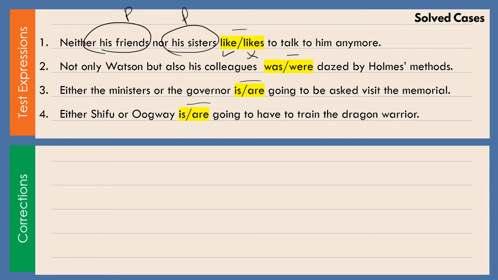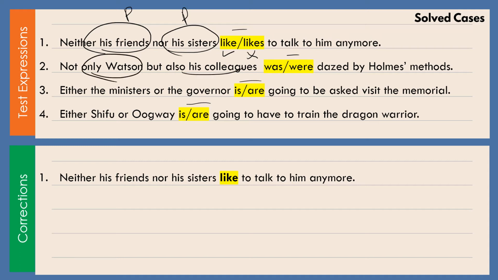You might wonder what difference proximity makes in this case, because both of them happen to be plural. Yes, I do get your point and it is logical, but I'll talk about that in a bit. Let me complete these sentences first. Okay, so the correct form of this expression would be: neither his friends nor his sisters like to talk to him anymore.